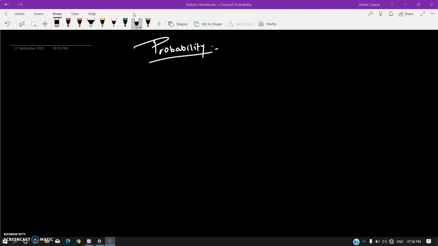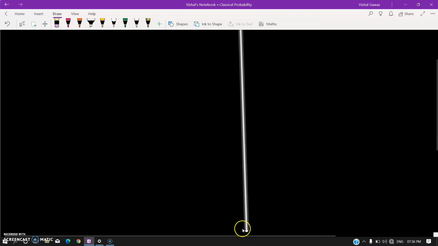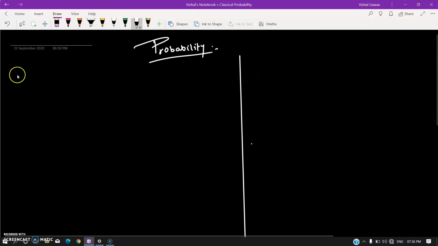We have already finished classical probability, and we have also seen certain examples. We have seen what we mean by empirical probability, and what its limitations are. Let's look at one small example before we go to axiomatic probability, so let's look at this example.